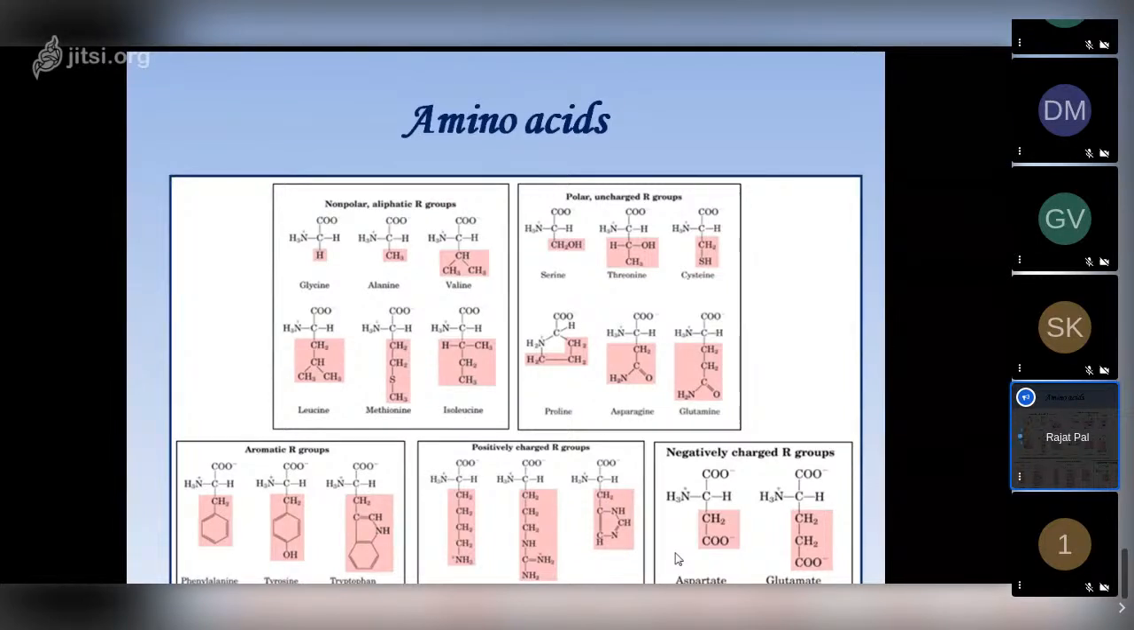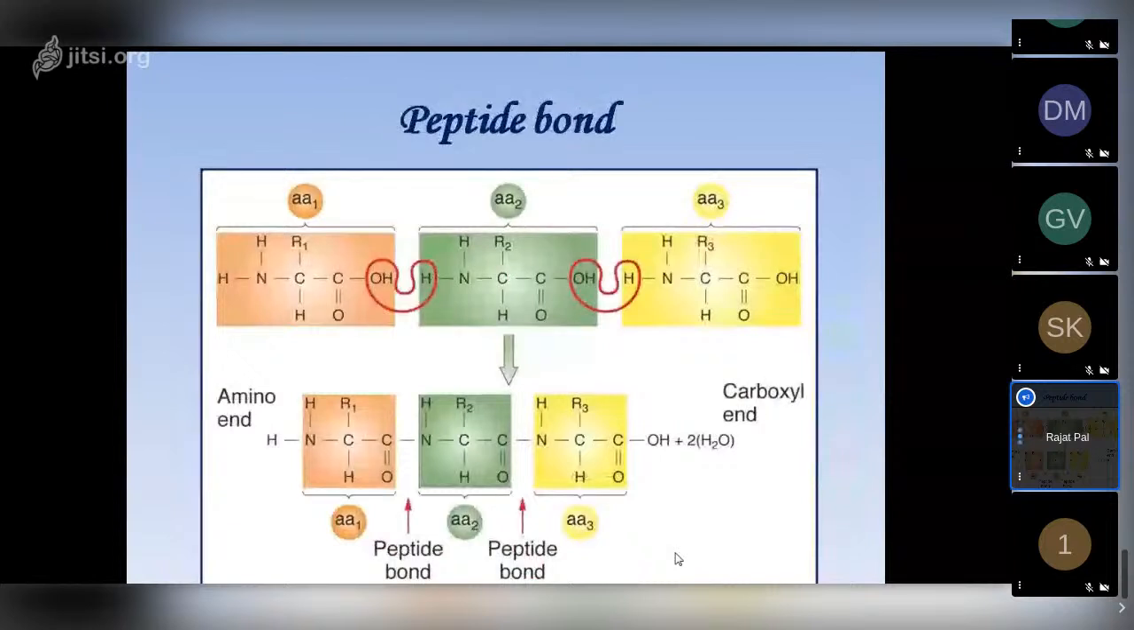Now moving on to the peptide bonds. How are peptide bonds formed? For example, here are three amino acids: amino acid 1, amino acid 2, and amino acid 3. These peptide bonds are needed to form a polypeptide, that means the protein molecules. These amino acids, as I told you, are the building blocks, the units of the protein, but they have to be bound together to form a protein molecule.